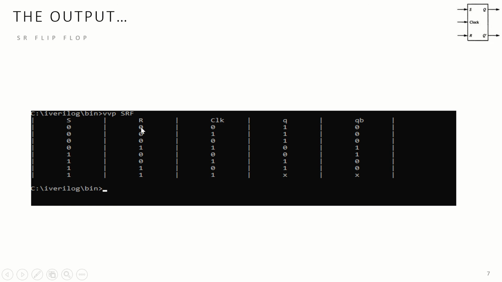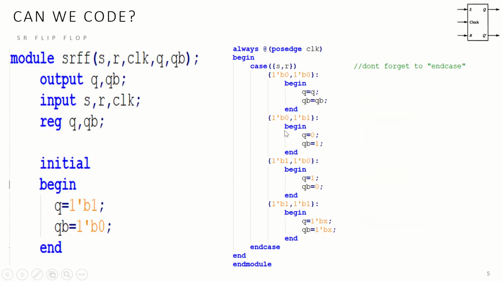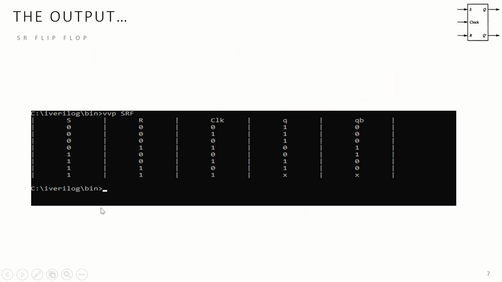S is 0, R is 0, clock is 0. So what will be the understanding? Whenever clock is 0, close your eyes. Whatever be the value for S and R, forget it. Go ahead and retain the previous state. The previous state is 1 as per our assumption, and that's what I have given here in the code also. You can see that it is 1 here. That's the reason we get this 1 as output and Q bar is 0.